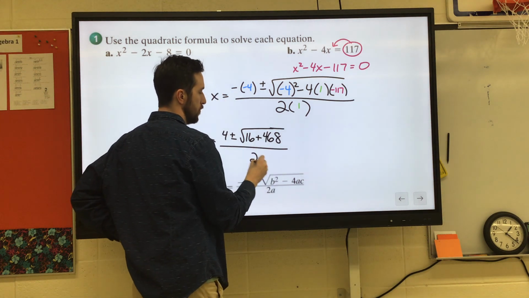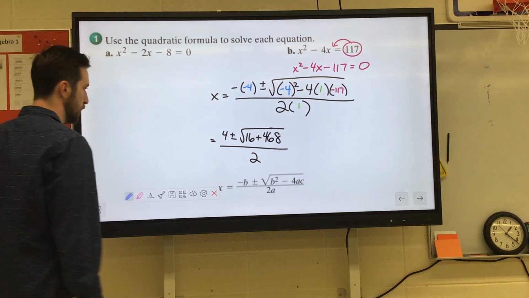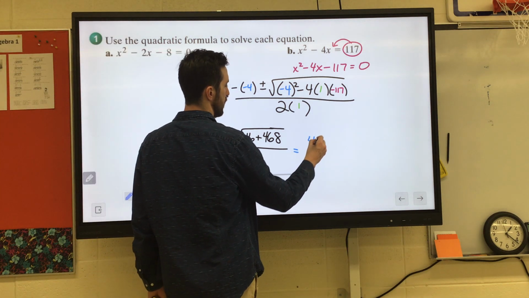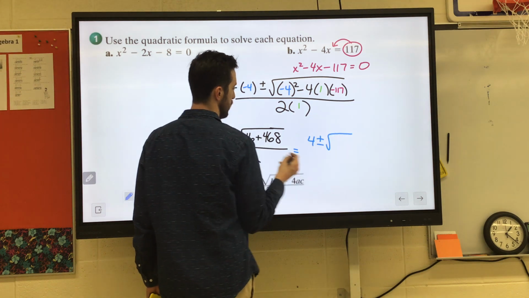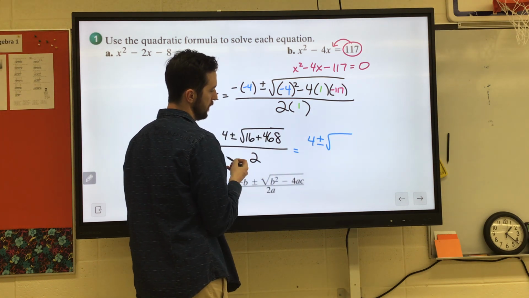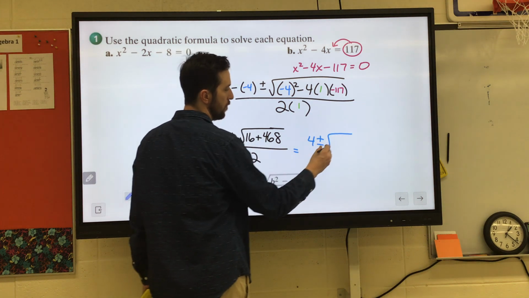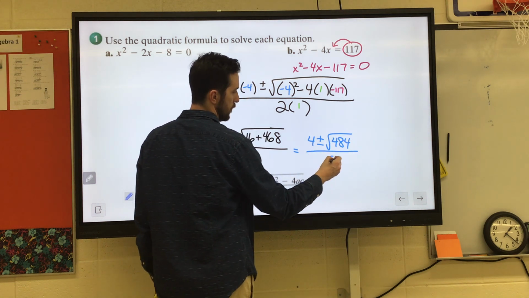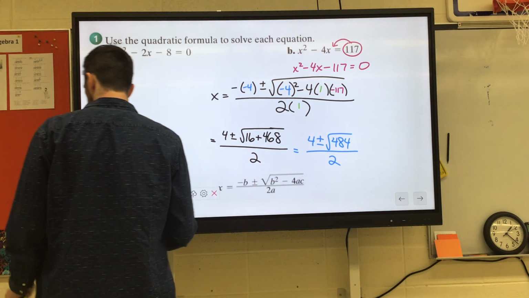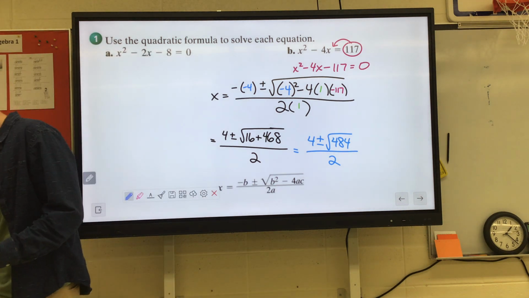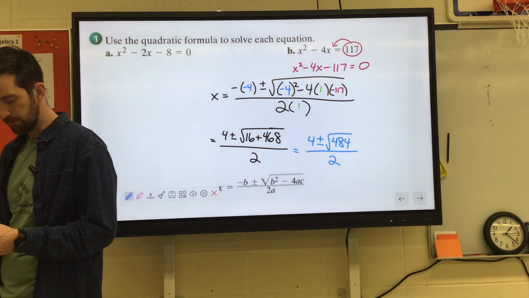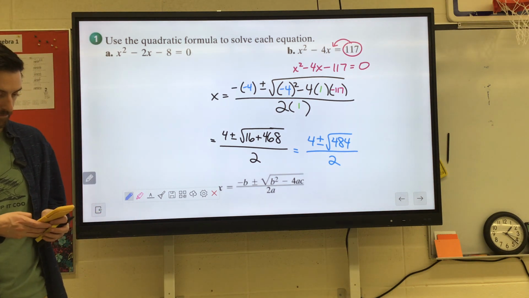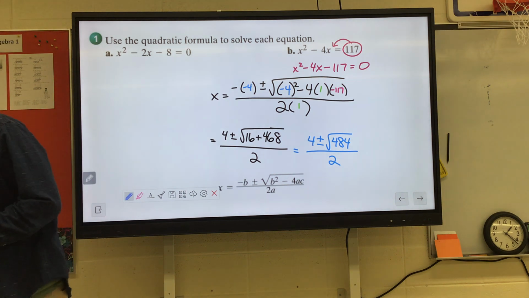2 times 1 is 2. That's where we're at. All right, we're going to do the square root still. 4 plus or minus the square root of 468 plus 16, which is 484, over 2. I think the square root of 484 is 20. No, it's probably not. I was thinking 24. 22. All right.